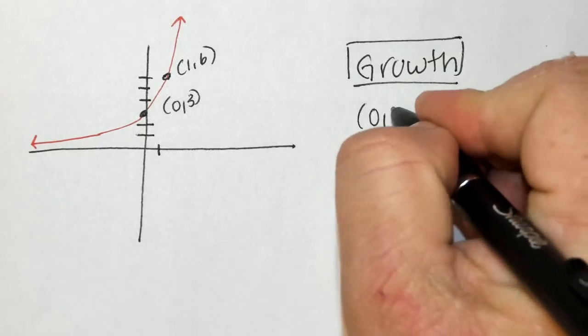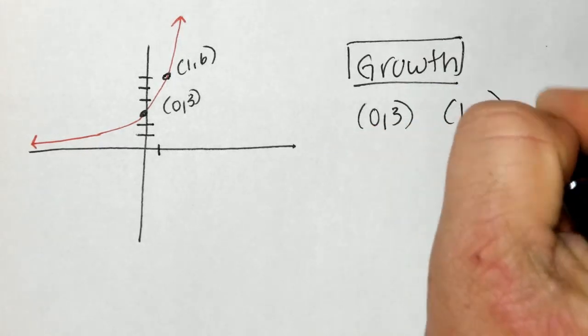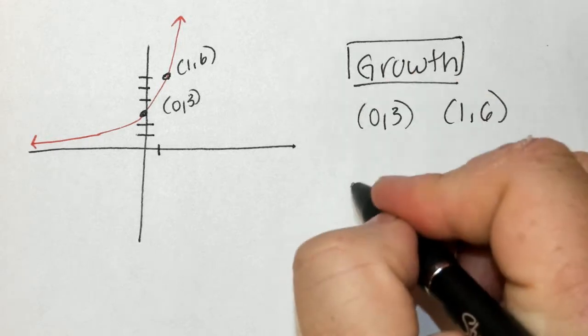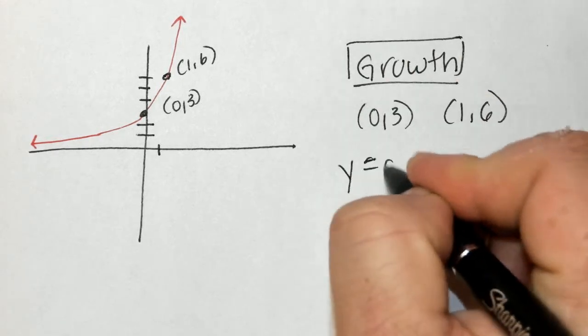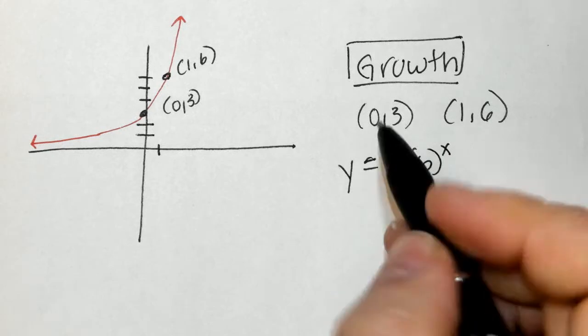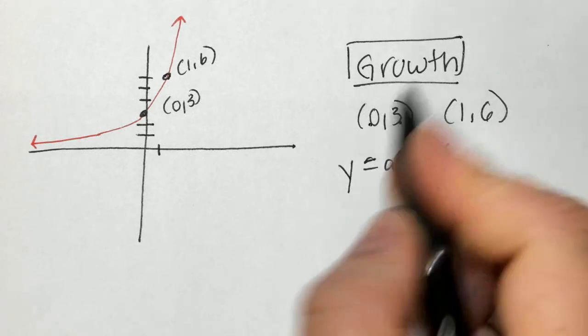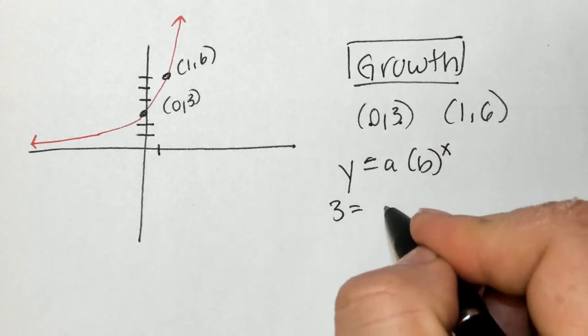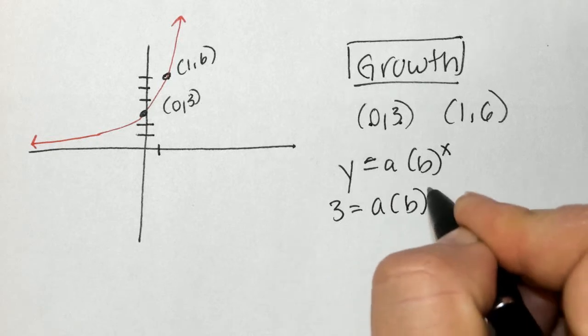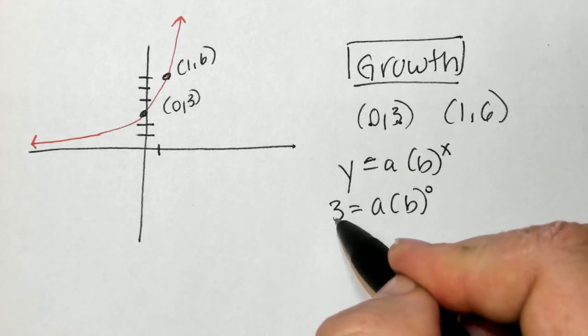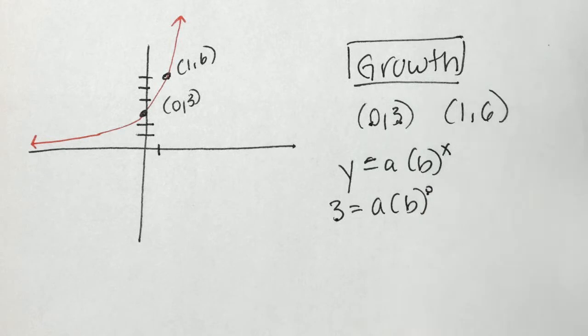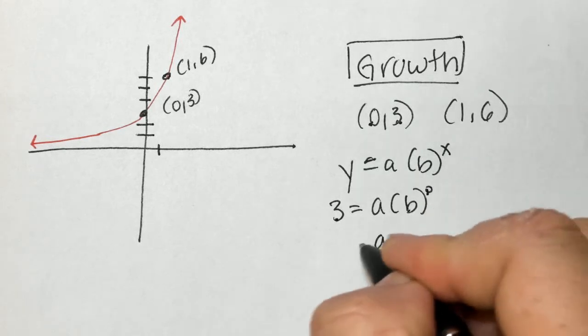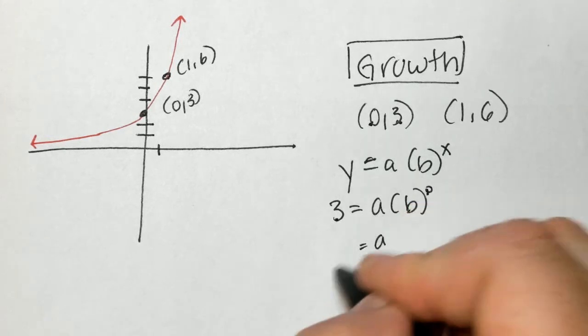So let's write down both ordered pairs. I'm going to start with this. Here we go. We have y equals ab to the x. This is my input, this is my output. So I replace the x and y with their appropriate values. This is your y output, this is your input 0. Anything with a 0 exponent is 1. So 1 times a is just a.